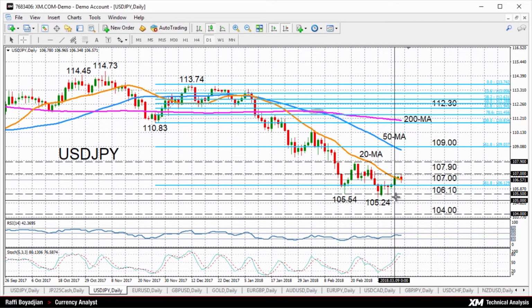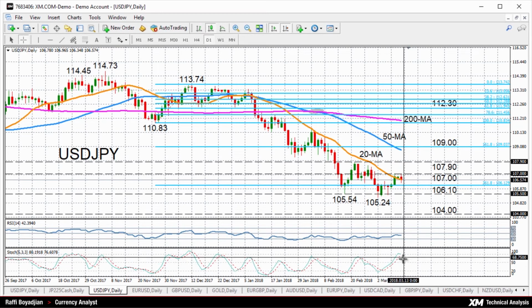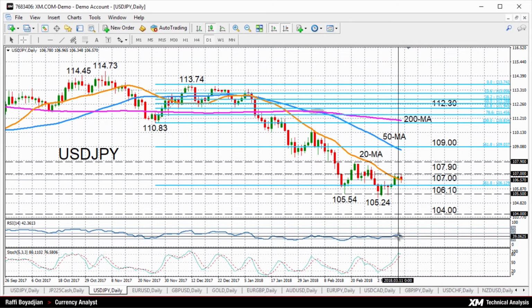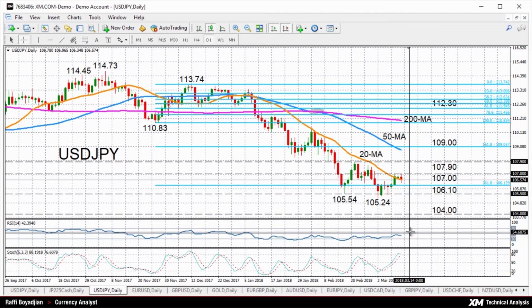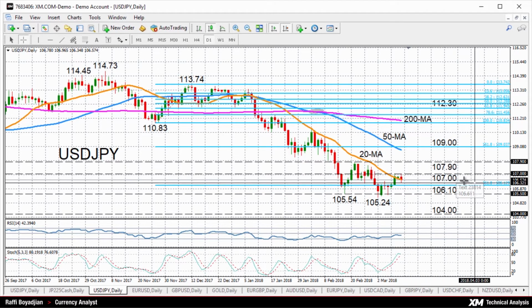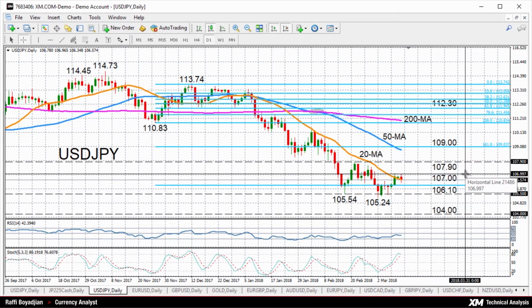We can see the stochastic oscillator starting to head lower after breaking into overbought territory. Looking at the RSI, it's painting a much more neutral picture with the indicator hovering just below the 50 neutral level. We saw strong resistance forming around the 107 key level over the past two trading days.